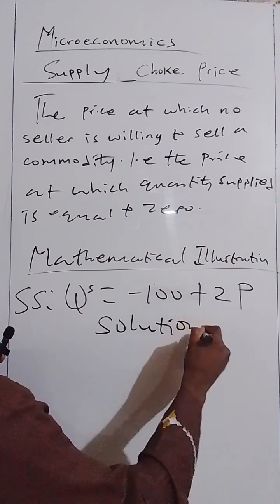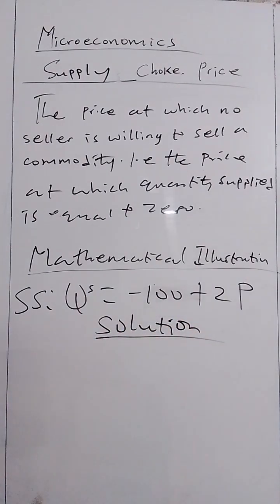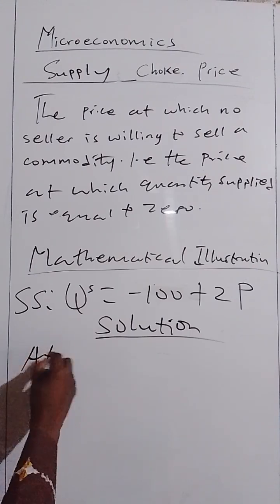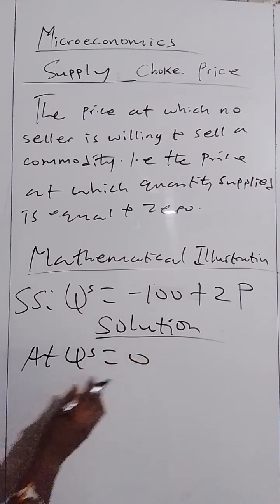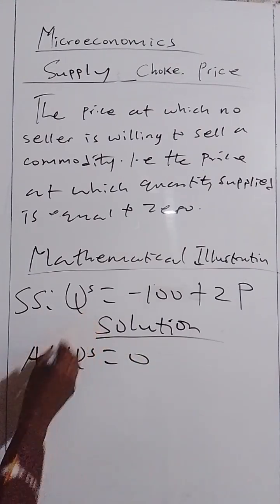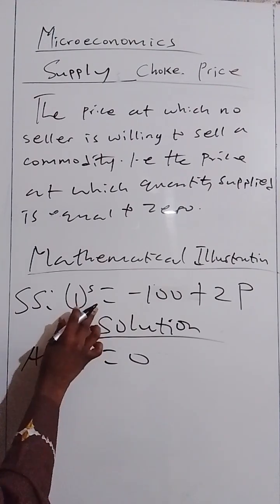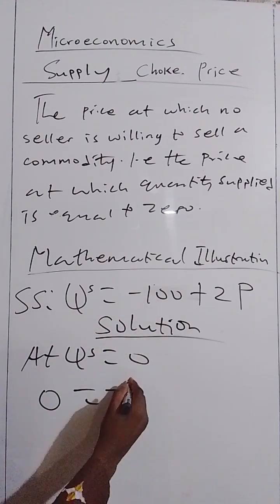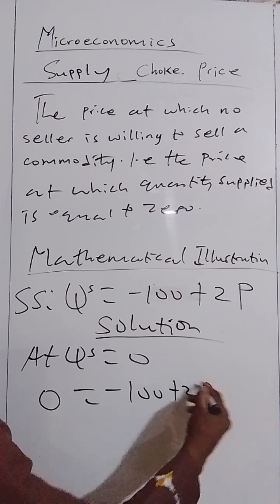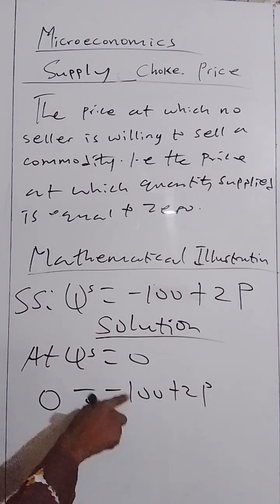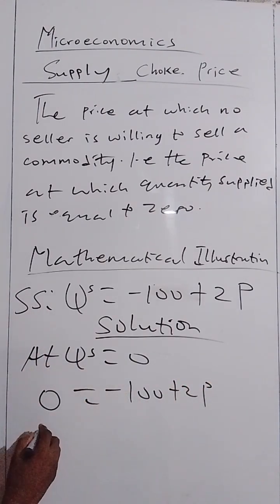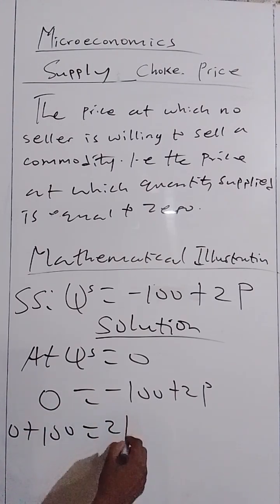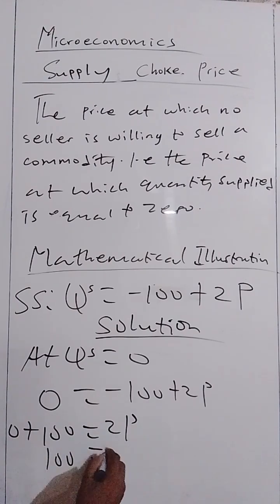You remember that the supply choke price is the price at which quantity supplied is equal to 0. Therefore, we set QS equals 0. So we have 0 equals minus 100 plus 2p. Then we collect the like terms, so we take the minus 100 to this side. We have 0 plus 100 equals 2p, so 100 equals 2p.